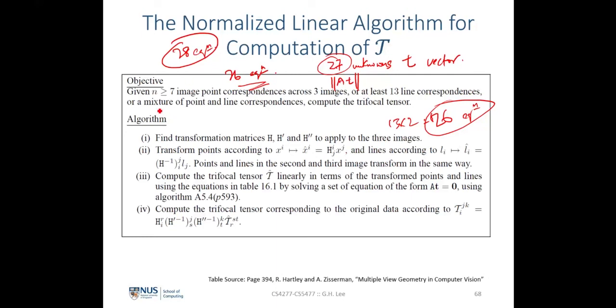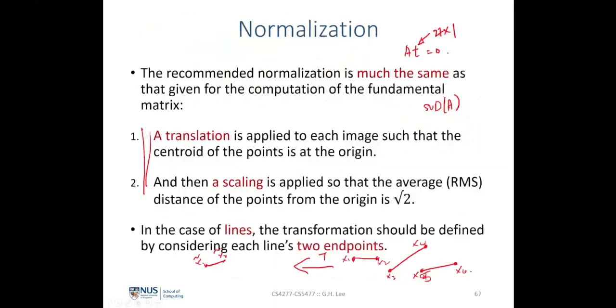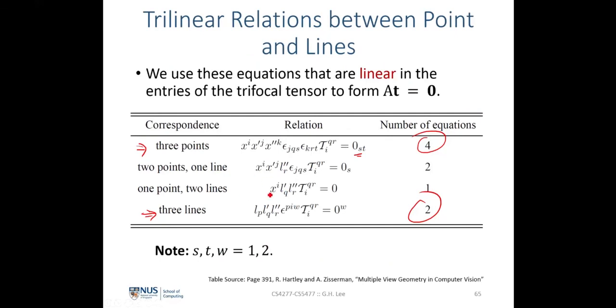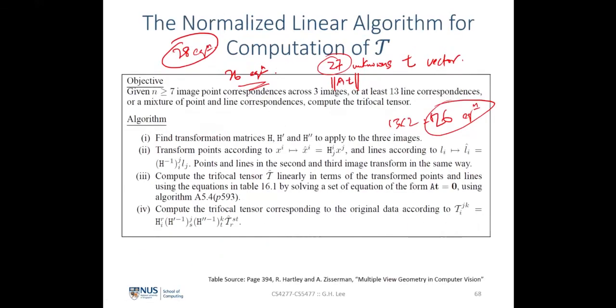According to the different mixture of point or line correspondences in this particular table, we can make use of the number of independent constraints to determine the minimum number of line or point correspondences that we need to compute the trifocal tensor.